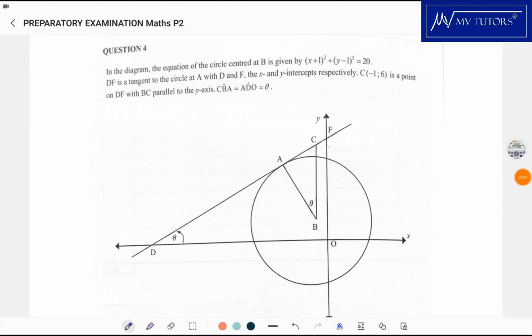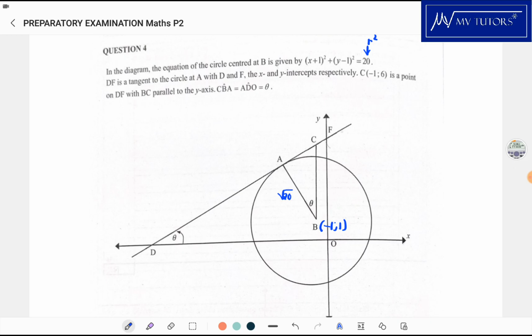Question 4. In the diagram, the equation of the circle centered at B is given by x plus 1 squared plus y minus 1 squared, which is equal to 20. Okay, that's nice. So you know your center already. You can just note it down. So your center is -1 for x and +1 for y. And you know the distance for AB is actually root 20. Okay, that's the radius over there.